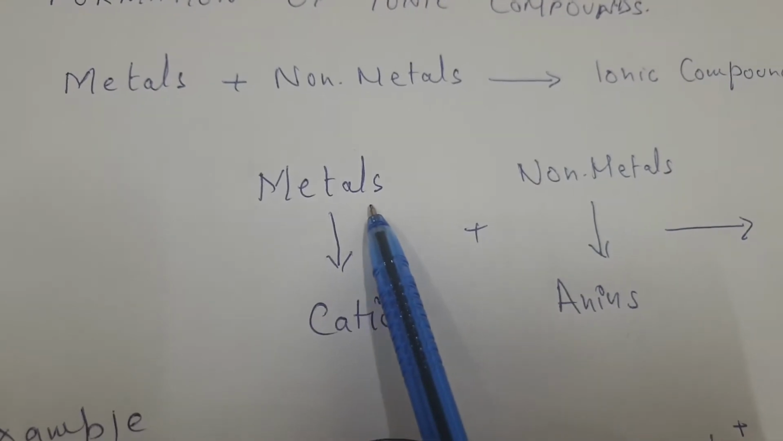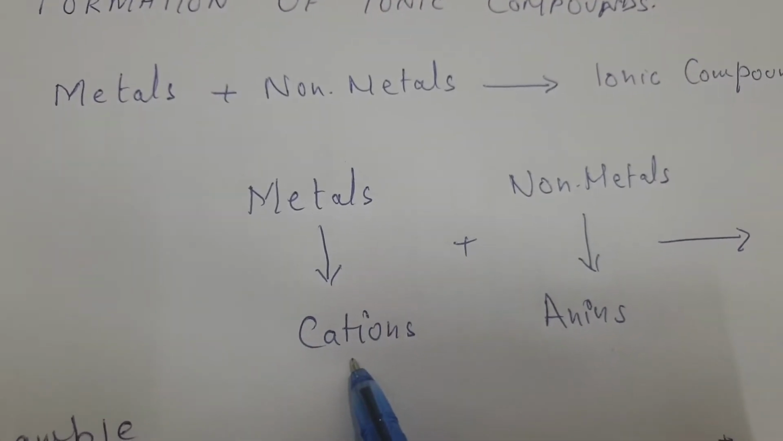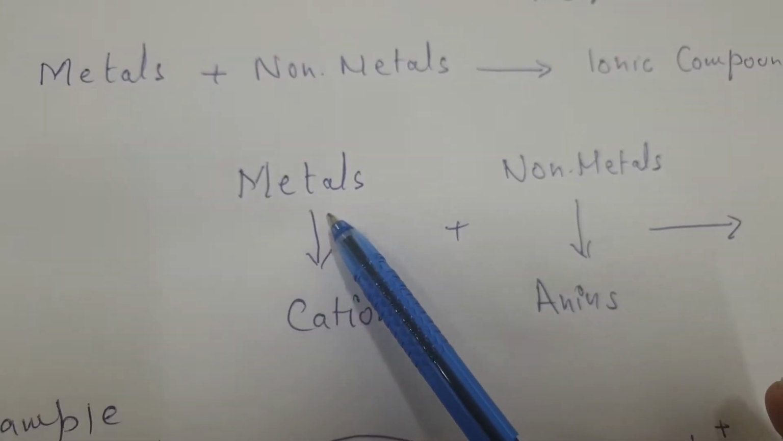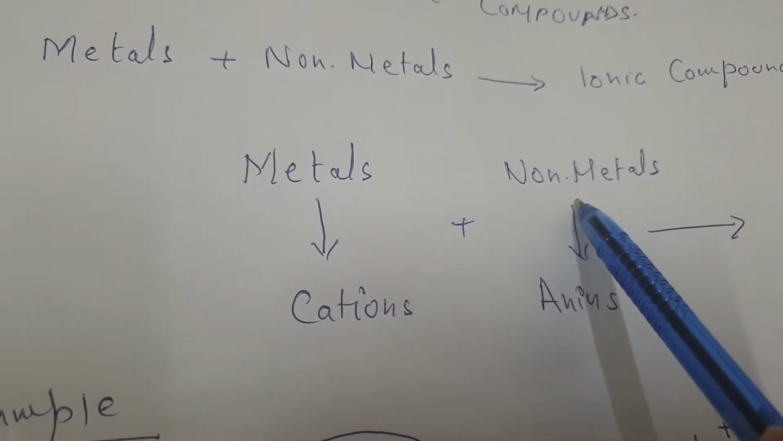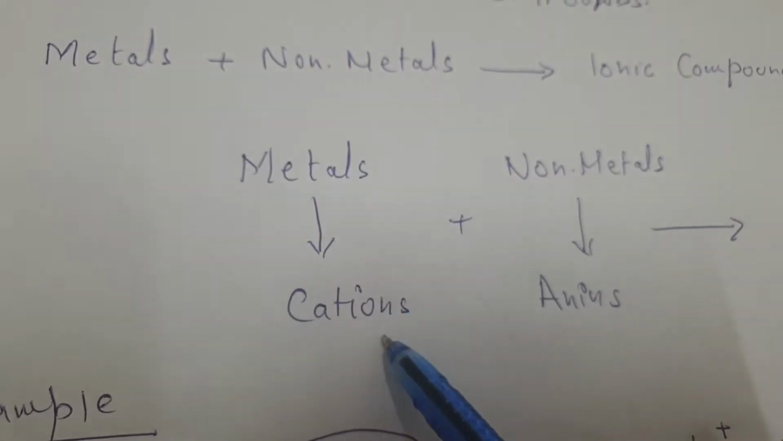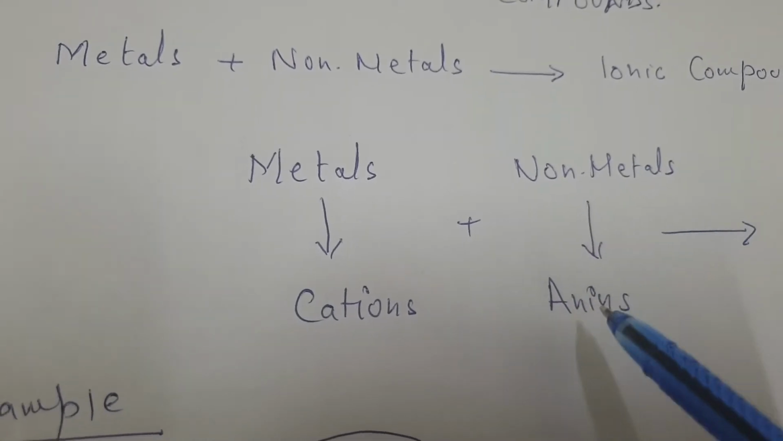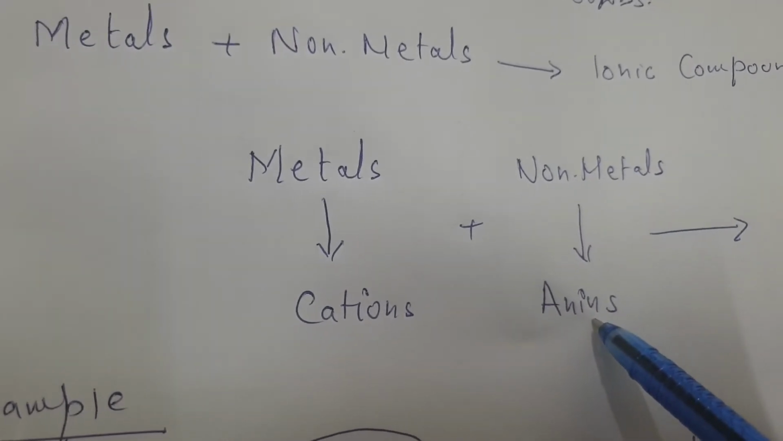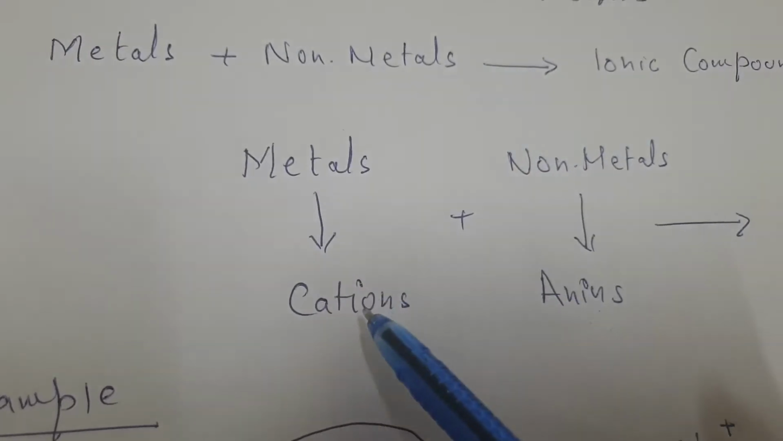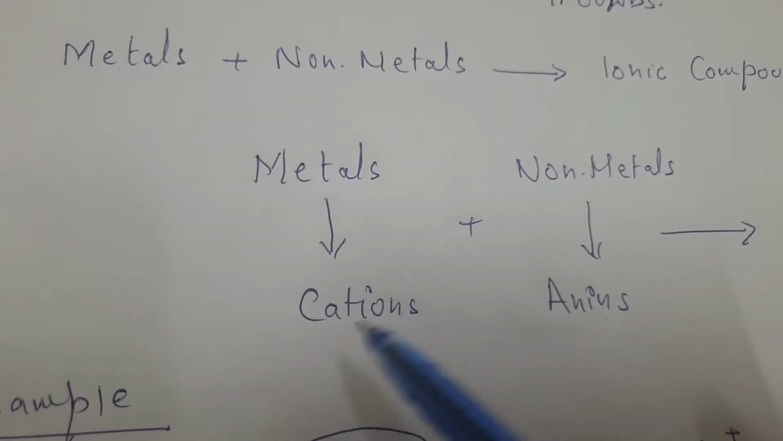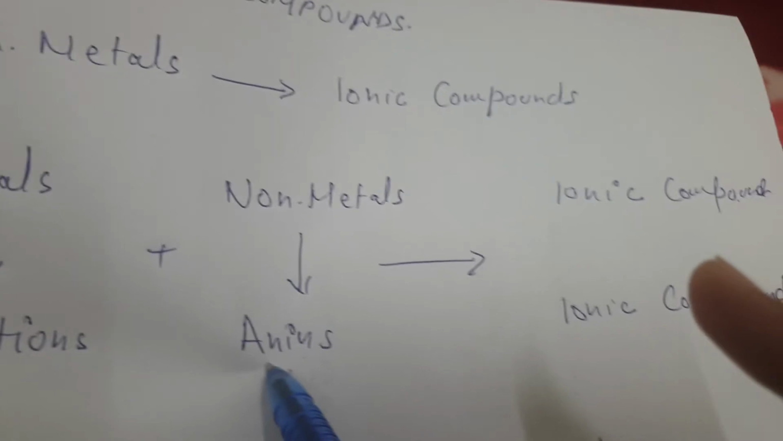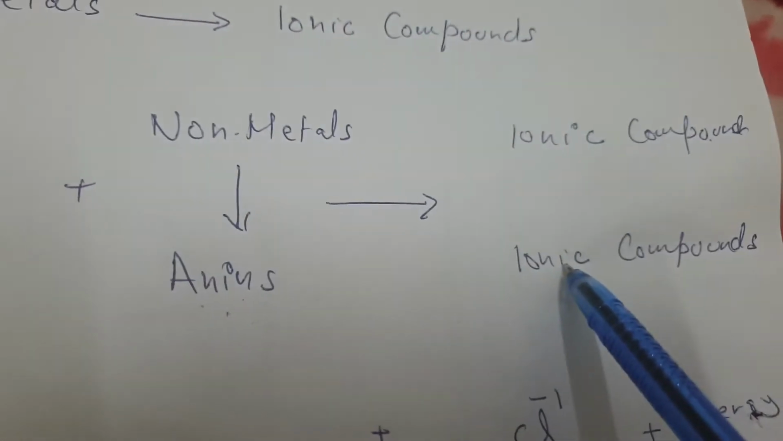You know, metals are responsible for making cations, and non-metals are responsible for making anions. Metals will lose electrons and non-metals will gain electrons. When metals lose electrons, they form cations, and non-metals gain electrons and form anions. So cations and anions will attract each other because cations are positively charged and anions are negatively charged. So they will attract each other and form ionic compounds.